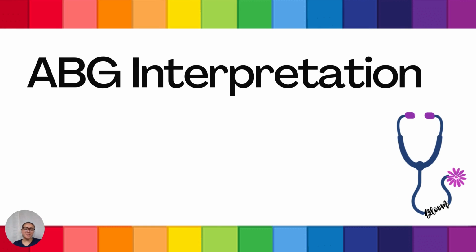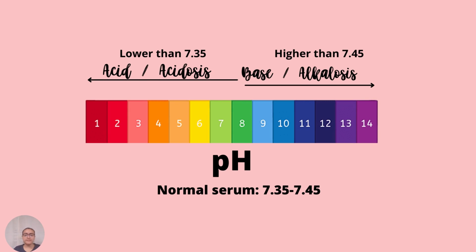Welcome to Bloom. Today we're going to talk about the ABG interpretation. And I would like to start with the normal range for the pH, which is 7.35 to 7.45. So what does that mean, Chris? That means that when your pH is lower than 7.35, that's acidosis, and when it's higher than 7.45, that's alkalosis.